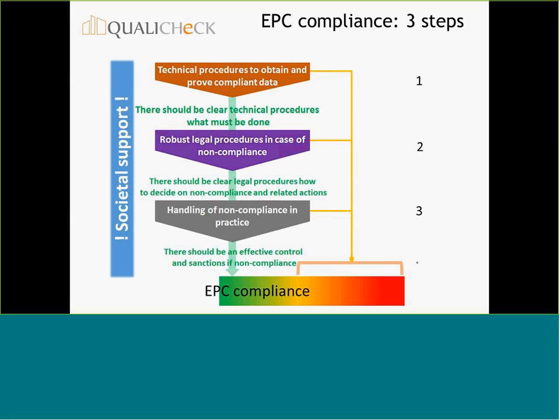The Energy Performance of Building Directive requires that member states implement the control of the EPCs and define and apply associated penalties. On the left of this graph, you see that we also need a societal support to this. The procedures, the controls, the sanctions and penalties must be known and understood and supported by stakeholders. And this will lead to very high probability that the EPC is compliant.